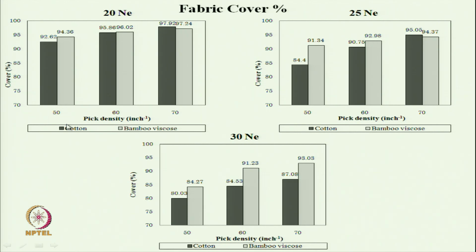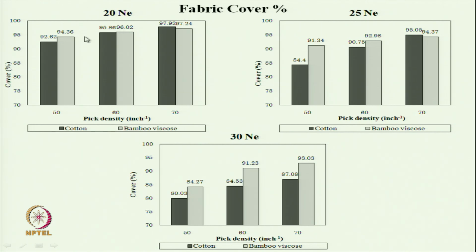So, here if we see the pick density, this is for cotton and viscose, and cover factor at 50 pick density of fabric in the loom stage. So, cover factors were measured here. Effectively there is no specific trend here, but at lower pick density, the cover factor of bamboo fiber was higher than cotton, and for higher pick density they are almost the same. There is no specific trend.